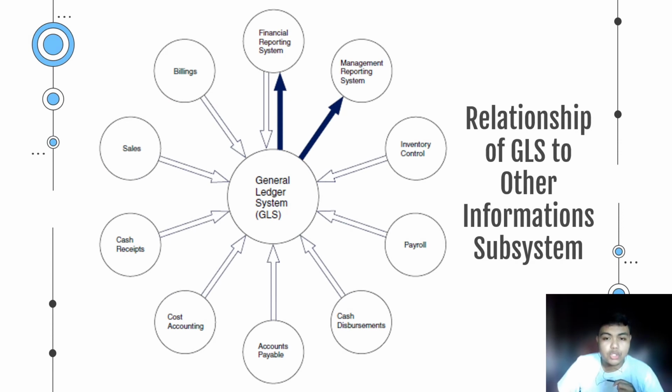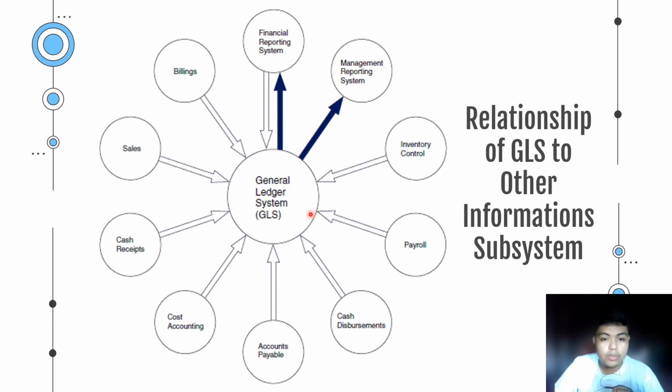And now to the relationship of General Ledger System or GLS to other information subsystem. So, itong mga nakapalibot ditong bilog, yung mga yan, yun yung mga information subsystem. And, halimbawa itong billings, dapat nagko-convert siya sa General Ledger System. Or yung sales, transactions sa sales, ipopost siya sa General Ledger System. Yung cash receipts, cost accounting, accounts payable, cash disbursement, payroll, and inventory control.